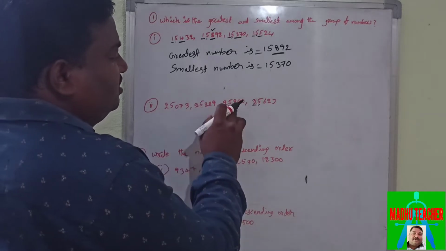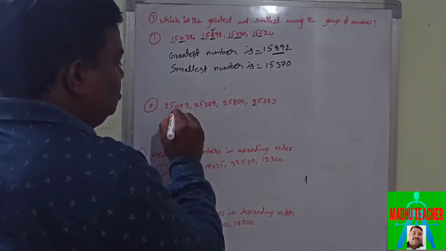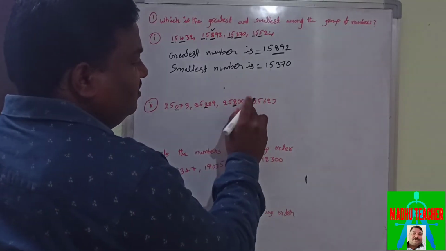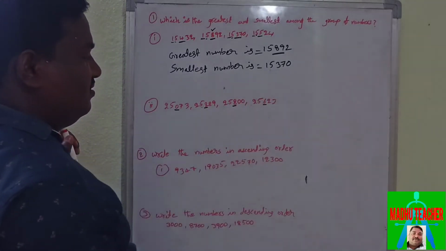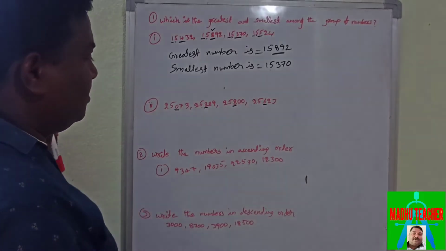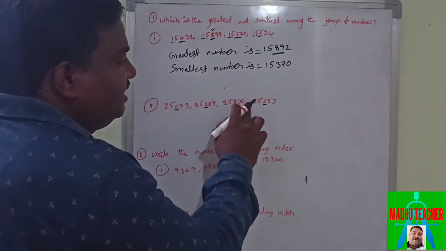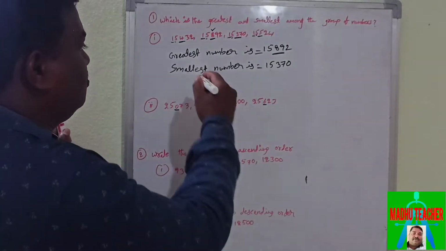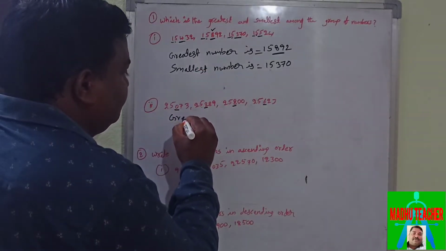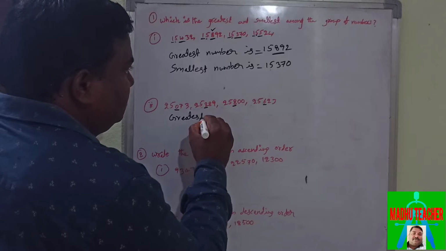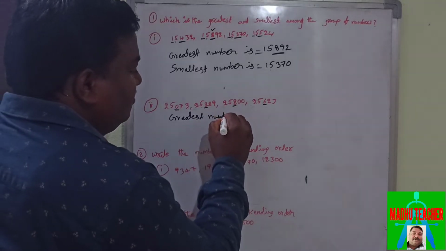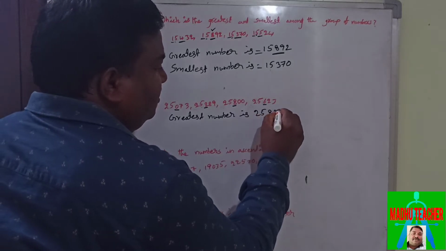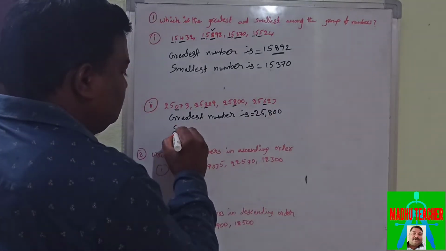So what is the third digit? Here we have 0, and it is 2, 8, and it is 6. Among all of these, which is the greatest number? 0, 2, 8, 6. So we know that 8 is the greatest number. So the greatest number is 25,800.